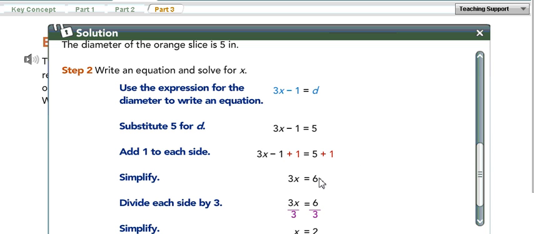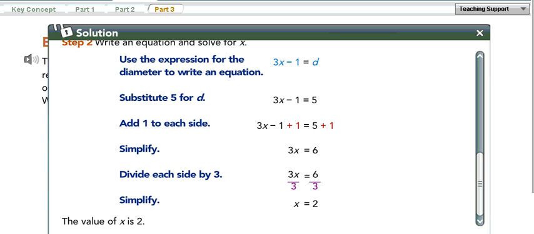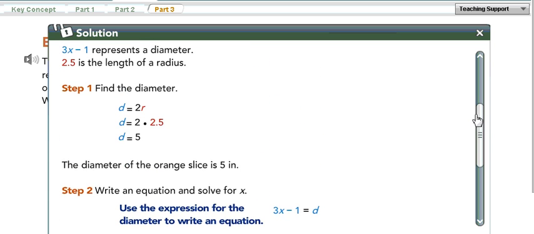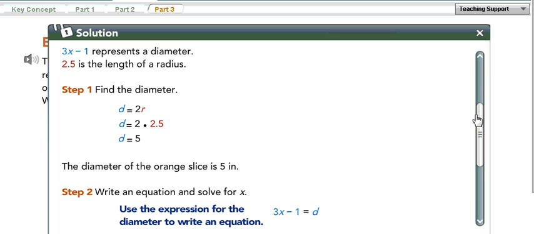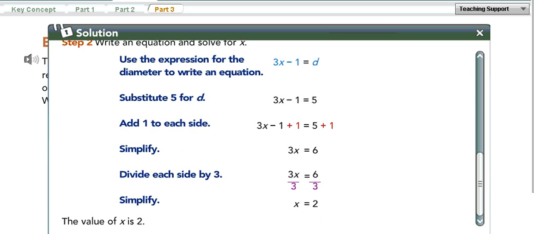If 3x equals 6, I have 3 being multiplied to x. I need to get x by itself. So to undo that, we do the inverse operation, which is divide by 3, and we get x is 2. So we found that the value for x is actually 2. Some of you might have thought you were done at step 1 when we found what the diameter is, but we were actually looking for the value of x. So we needed to take that extra step.